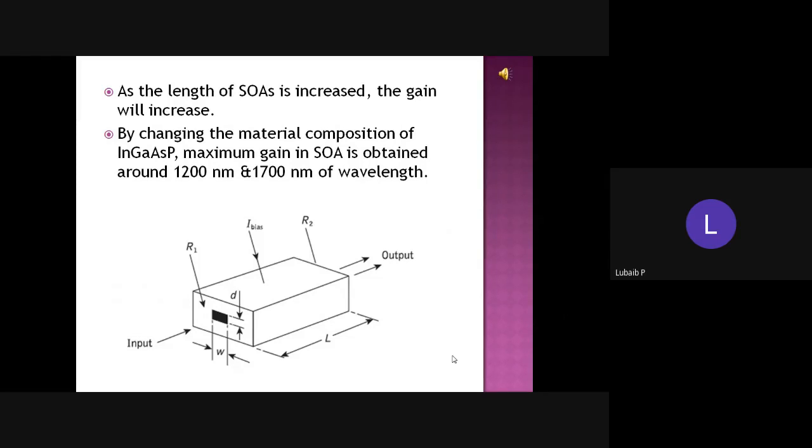The figure shows the semiconductor optical amplifier structure, where there is an input entering the semiconductor optical amplifier and passing through it, and we get the output from the semiconductor optical amplifier. The working principle we can discuss in the next slide.